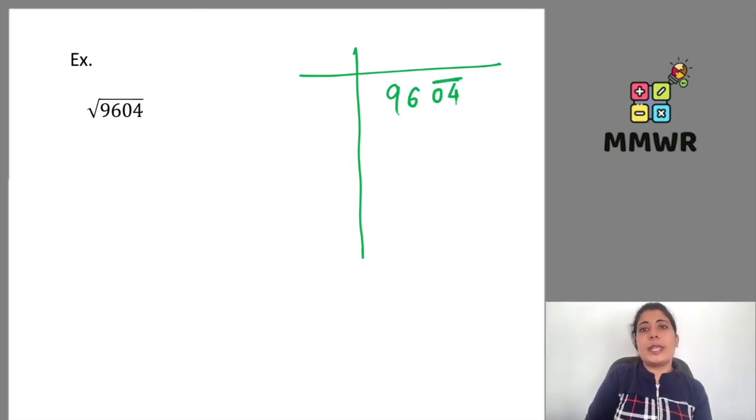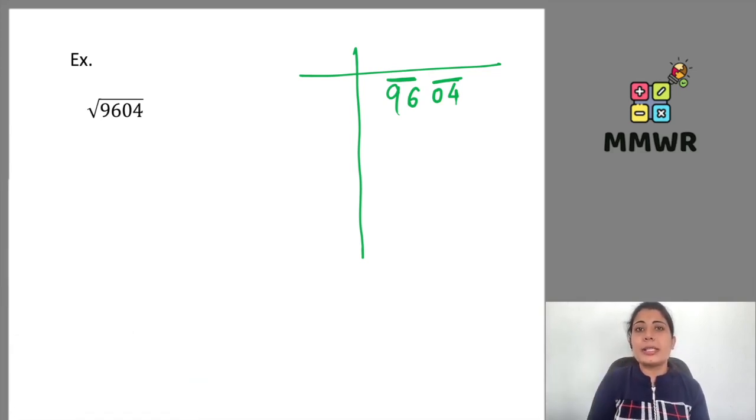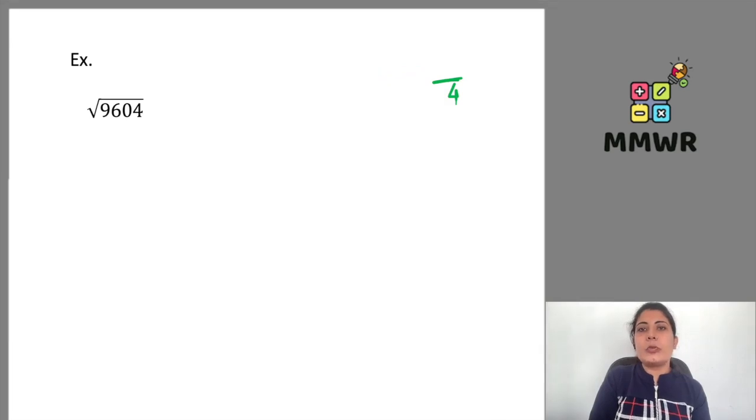9604, in which you make the grouping from the rightmost corner, two digits in each pair, and then you find out the square root. This is so much time taking. And in an objective exam, you will be getting 4 options. So how will you check for each and every number for all this? With this property, it won't be possible for us to do it in lesser time. It is possible to find out, but it will take a lot of time. And we don't have that much time.